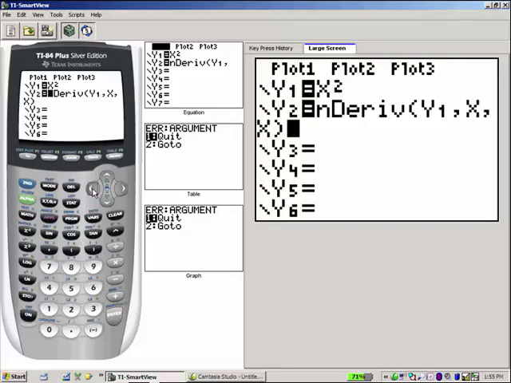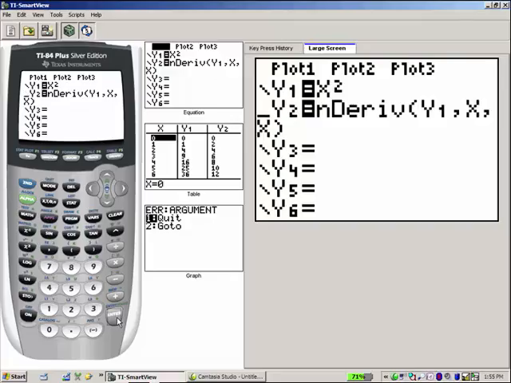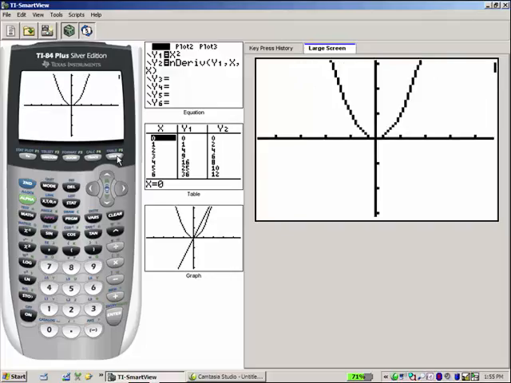And I'm going to change the derivative to a dark, thick line, so we can tell the difference between the two. Now if I graph it, there's the function, and it takes a little time. Your calculator's actually thinking. That's a picture of the derivative for every single point.